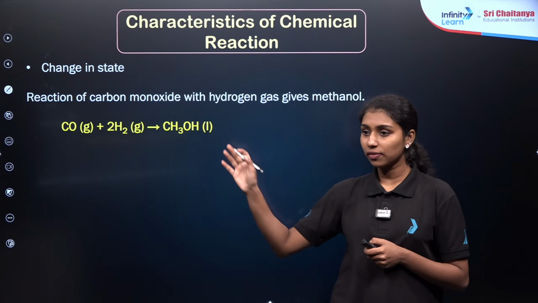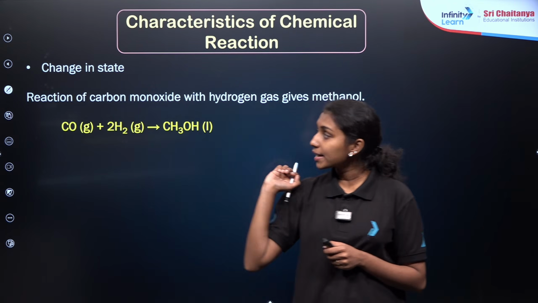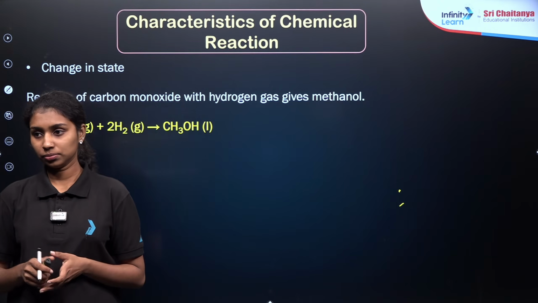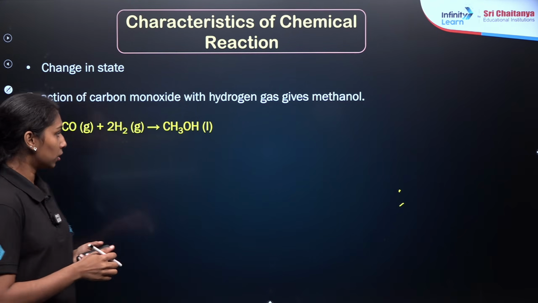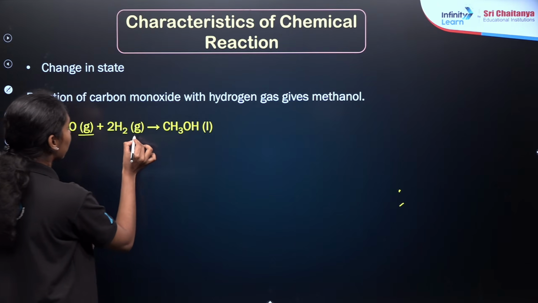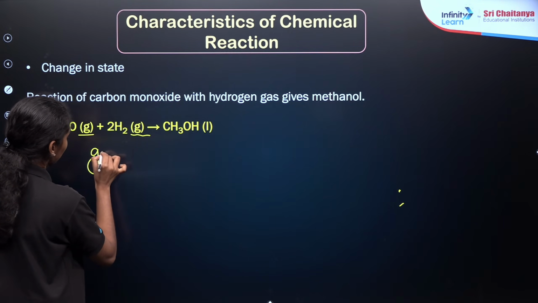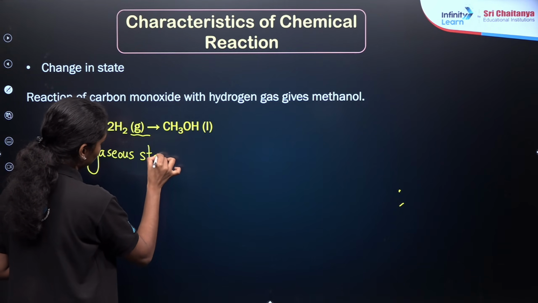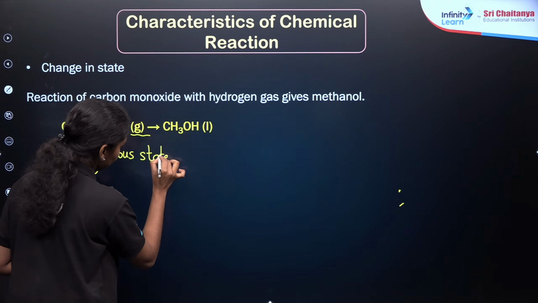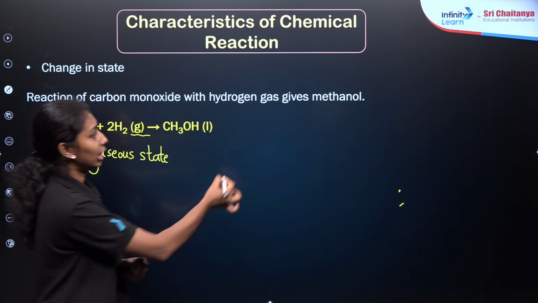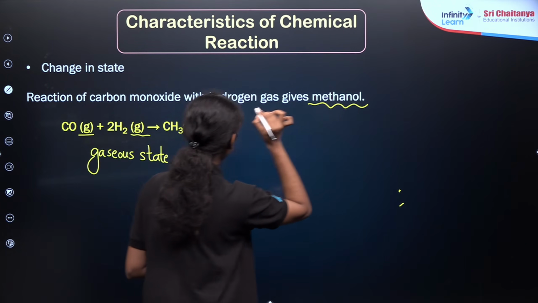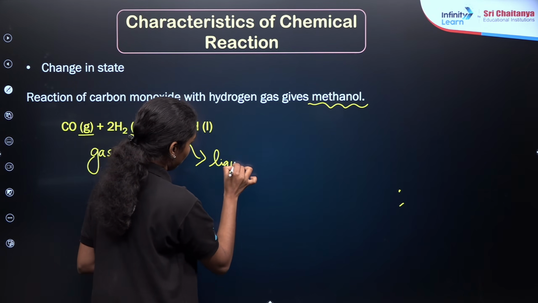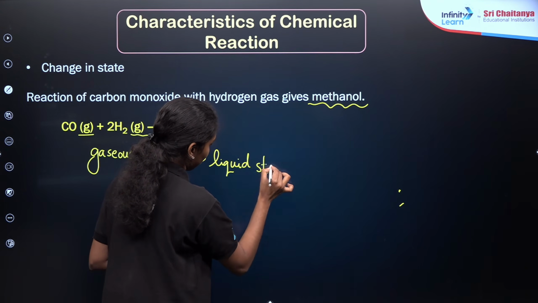So what you are observing here, which state is changing here? Reaction of carbon monoxide with hydrogen gas. Both carbon monoxide and hydrogen are in the gaseous phase, right? These are the gaseous phase. Then whenever these are treated together, they will form liquid methanol, right? Liquid methanol, which means that the physical state is changing here. Clear?